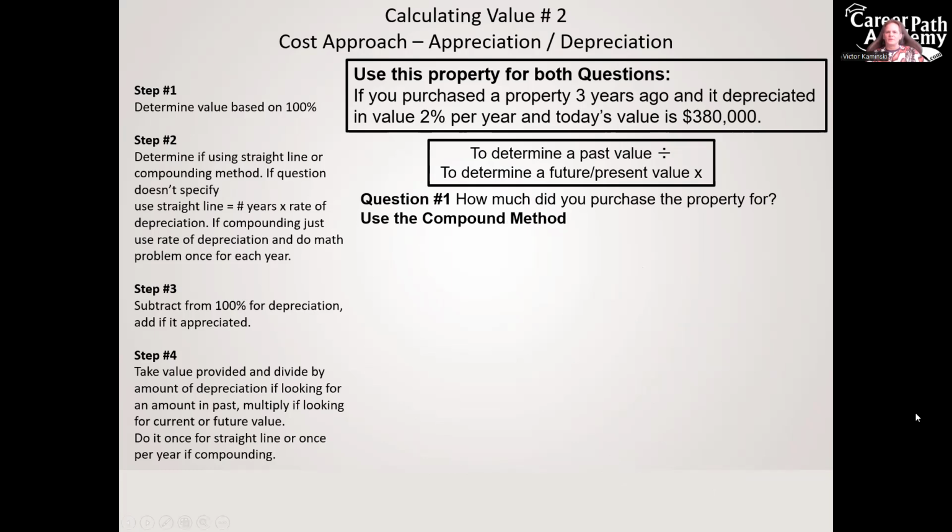There we go. If you purchased the property 3 years ago and it depreciated in value 2% per year, and today's value is $380,000, how much did you buy the property for? I want you guys to see if you can figure this out on your own. Let me know, and then I'll walk through the problem. Got all the instructions there on the left side and here. So you're using the compound method, though. It says use the compound method.